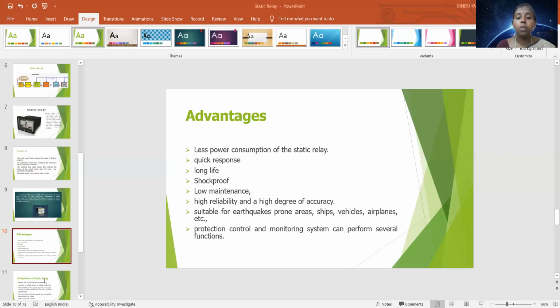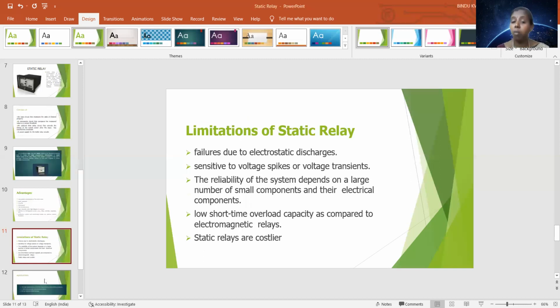So even though we have many advantages, these relays also suffer from certain disadvantages. There are limitations as well. These are very sensitive to electrostatic discharges. Even a small charge can damage the components, so precautions are necessary. It is very prone to electrostatic discharges, so this may destroy the components in the static relays.